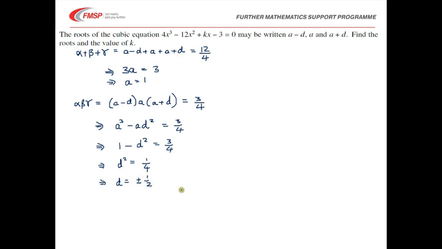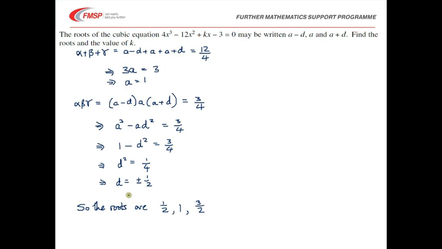Now it doesn't matter which one, because whichever one we take will end up with the same 3 roots, but possibly in a different order. So our roots are, if we take d to be 1/2, 1 minus 1/2 is 1/2, 1, and 1 plus 1/2 is 1 1/2, or 3/2. If we took d to be minus 1/2, we'd have got 1 take away minus 1/2, we'd have got 3/2, 1 and 1/2, and the order wasn't specified, so it doesn't matter which way round we give those.